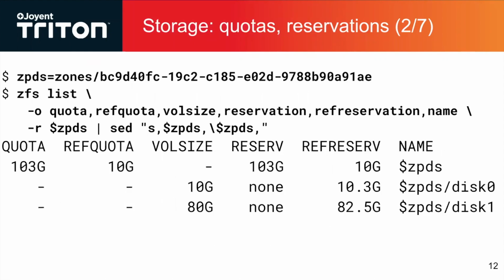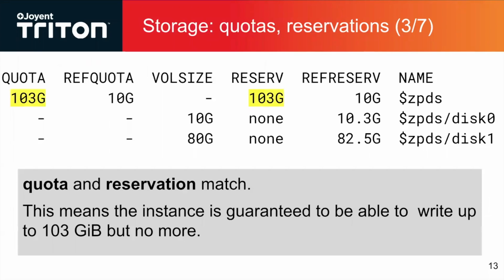Let's take a look at what a typical zone looks like. This is a zone that I installed on East 3B and munged the output a little bit to make it so that it fits on the screen nicely. We'll walk through what all this means. So on the zone path data set, we have quota and reservation that match. This means that the instance will be able to write as much space as it's been allocated. So there's not somebody else that can come along and fill up the pool and steal space from this zone.